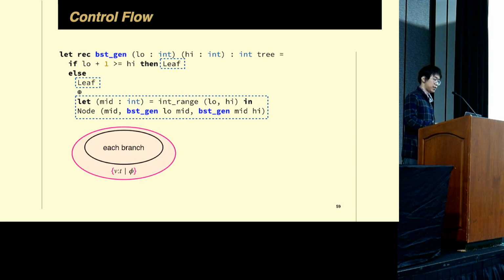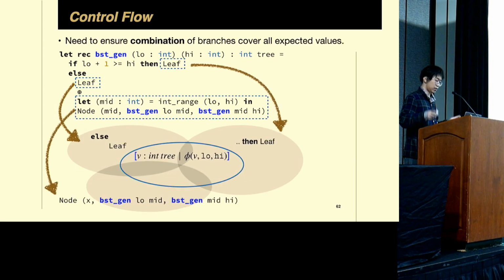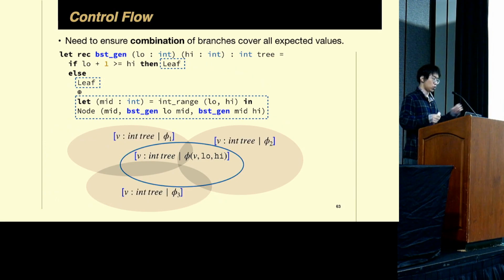In the safety type system, we need to verify each branch against a given specification phi because we need to guarantee all branches are safe. But that is not true in our coverage type system. For example, if we focus on the second branch, which just returns a single leaf tree, of course a single leaf tree cannot cover the five trees. So actually, we need to ensure the combination of all branches covers all expected values. It means that here we have three branches. Assume each branch has the coverage type phi1, phi2, and phi3. We need to ensure that phi implies the disjunction of phi1, phi2, and phi3.